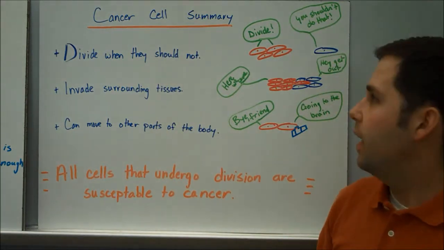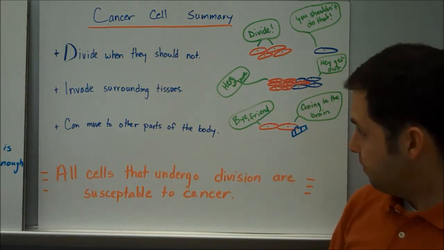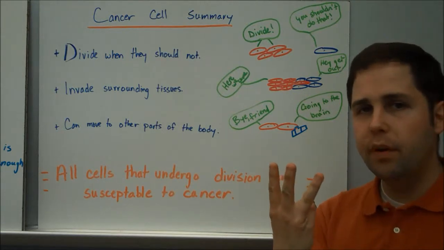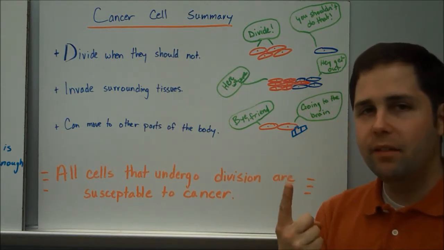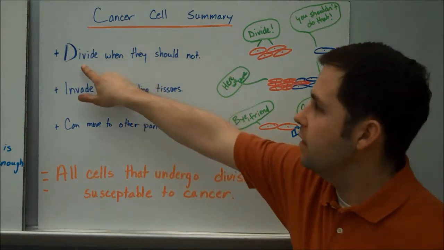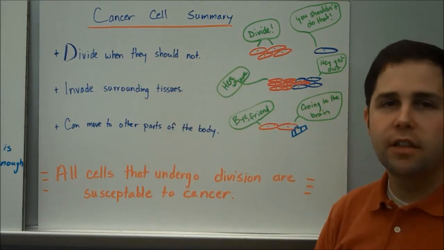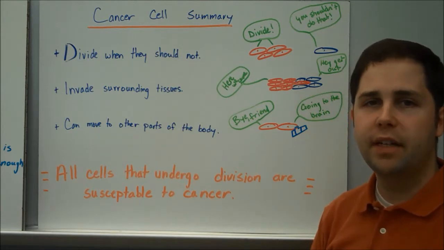Now, to sort of summarize what we've talked about for cancer today, we basically have three parameters that we're going to think of when we think about cancerous cells. The first thing we're going to think of when we think of cancerous cells is that cancerous cells divide when they should not. So this is the very simplest definition we have of a cancerous cell.